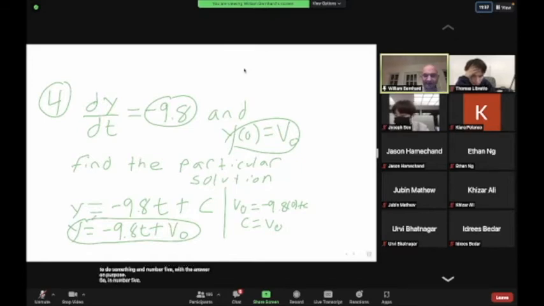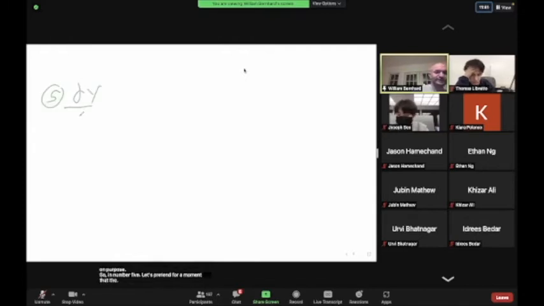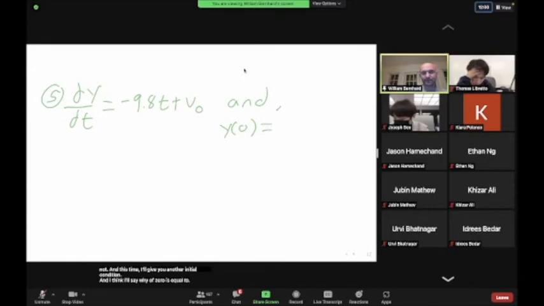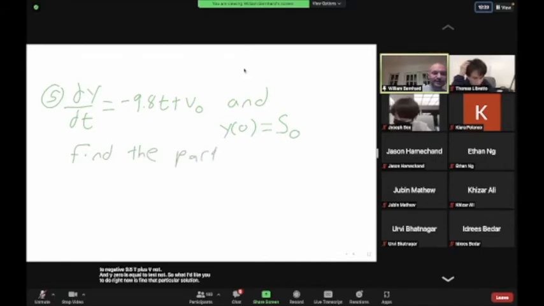So in number 5, let's pretend for a moment that dy dt is equal to the solution that I just got, negative 9.8 t plus v naught. And this time, I'll give you another initial condition, and I think I'll say y of 0 is equal to, I don't know, I'll call it s naught. So this is where something pretty miraculous happens, and I think some of you can probably see already something from your past. So dy dt is equal to negative 9.8t plus v naught, and y of 0 is equal to s naught. So what I'd like you to do right now is find the particular solution. And I claim when you're done with this, you will have derived something from your past. So find the particular solution.